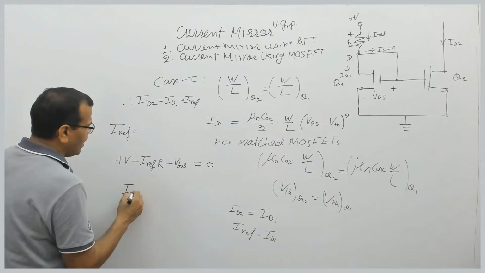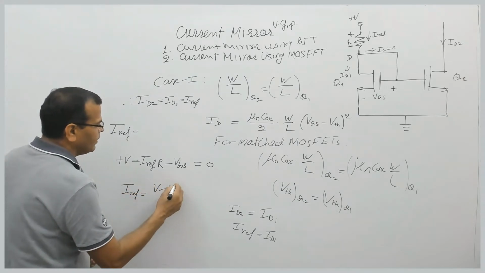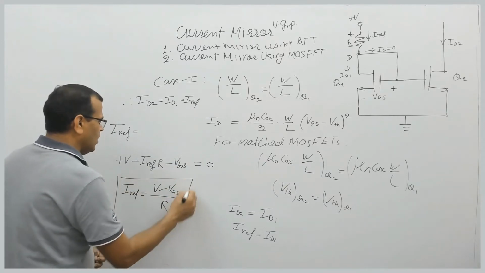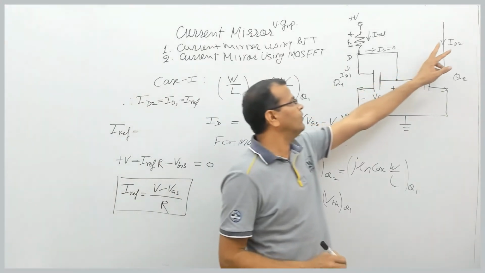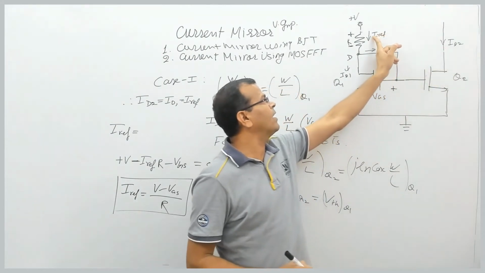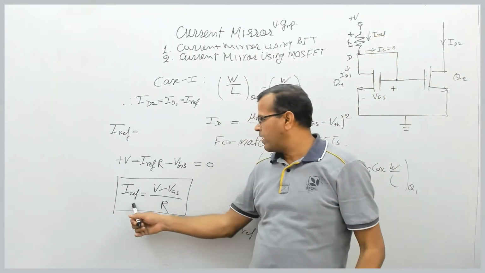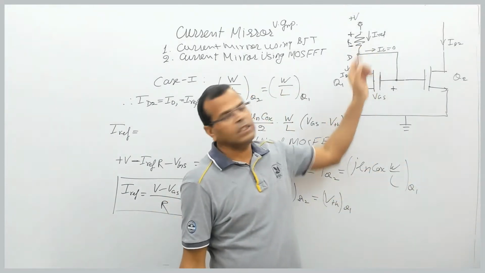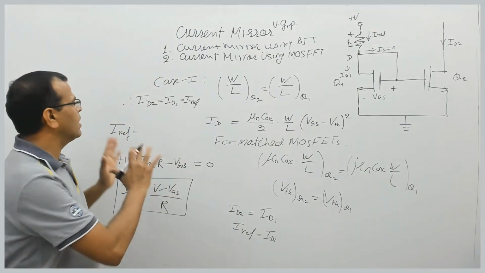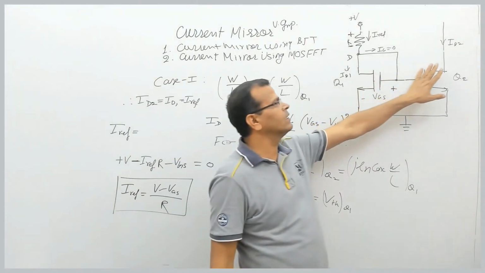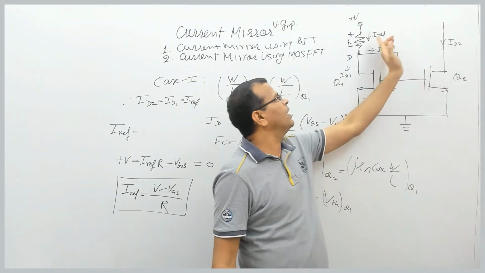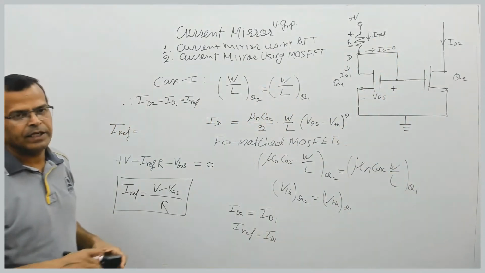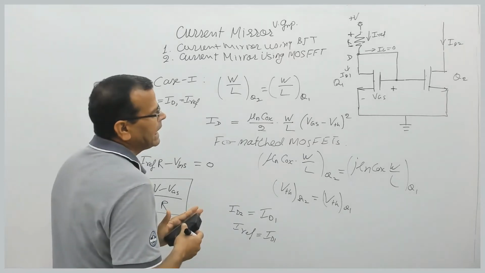So what will be Iref? Iref will be (V minus VGS) divided by R. So that means I can control the current of this transistor by controlling Iref. Iref can be controlled by controlling either the voltage V or the resistance R. So that is how we can control the current of this transistor. Since I2 is a mirror image of Iref, that is why we call this circuit a current mirror circuit. I hope the concept is clear.